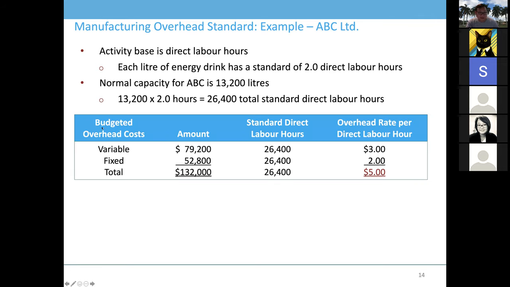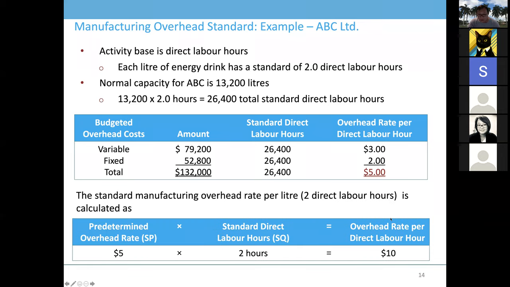And then you know the cost, right? The budgeted overhead cost has two components, variable and fixed, and total. You figured out these numbers, and you know the activity index, and you use division. You figured out the overhead rate per direct labor hour is $3 for the variable overhead cost and $2 for the fixed overhead cost. Together, the overhead rate is $5 per direct labor hour. And we know to produce 1 liter of energy drink, you need 2 direct labor hours. So the $5 per direct labor hour times 2 direct labor hours, your overhead rate per liter is $10.